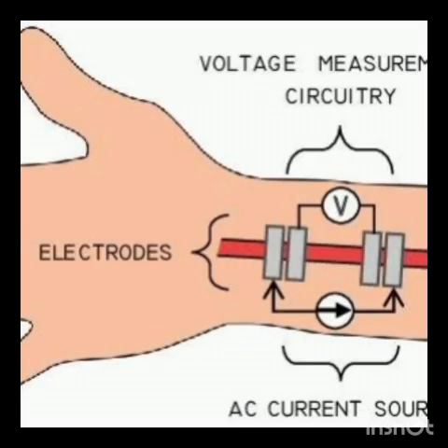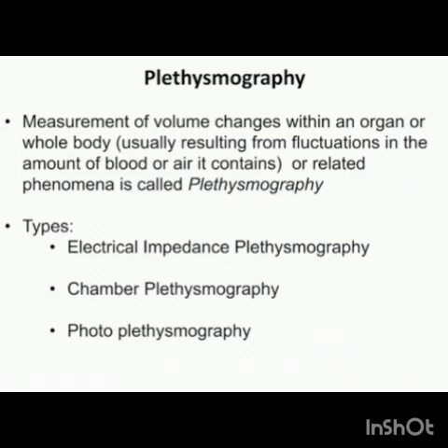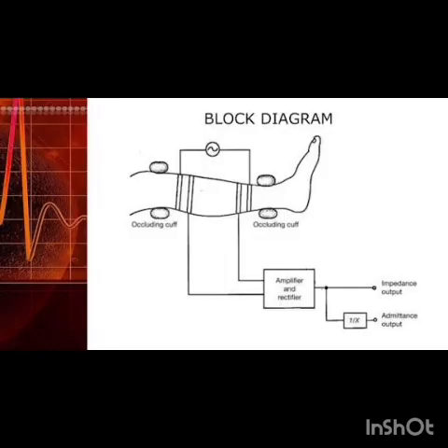Here are some electrodes, using the voltage and AC current. The voltage is measured by the circuitry, and the AC current is given by the current source. Then the electrode is placed on the radial artery.